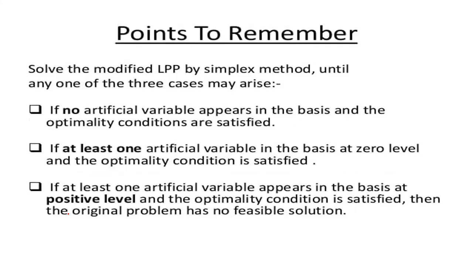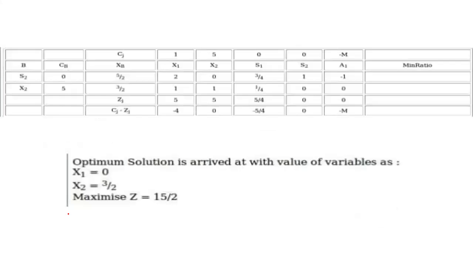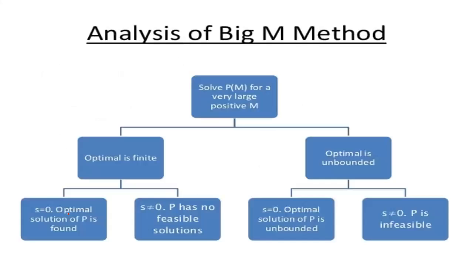These are the different points: no artificial variable appears in the basis and the optimality conditions are satisfied. Then, at least one artificial variable is basic at 0 level, or basic at positive levels. Another example of the M method and its solution is given to you. The analysis of the big M method for very large data is that the optimal is finite or the optimal is unbounded. If optimal is finite, then S is equal to 0 and the optimal solution of P is found.